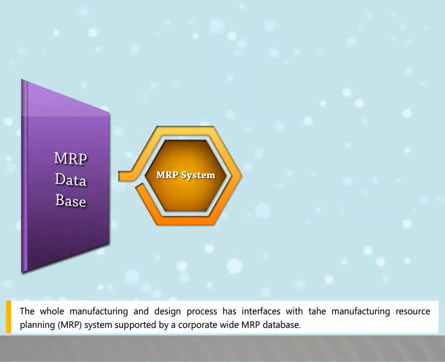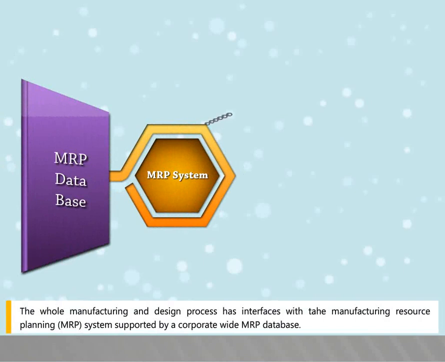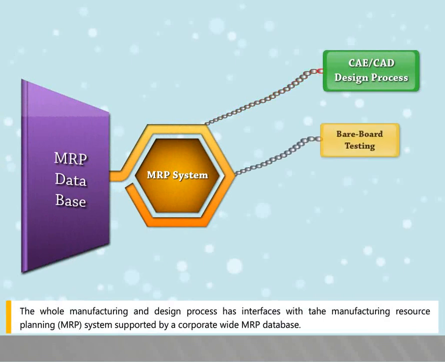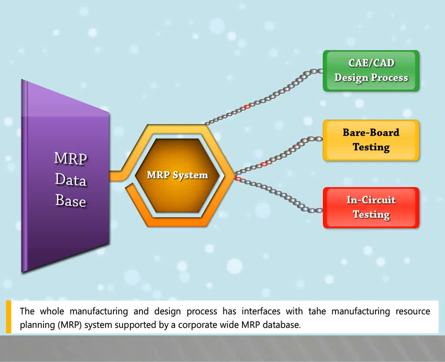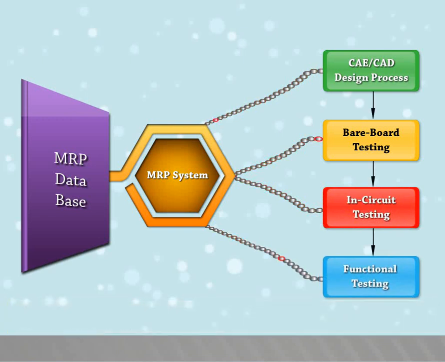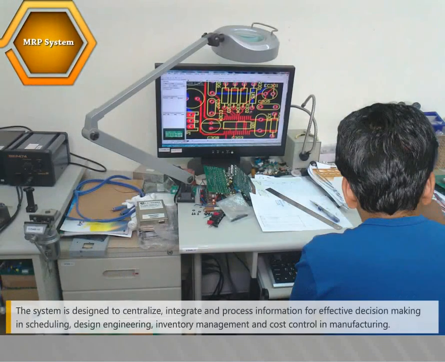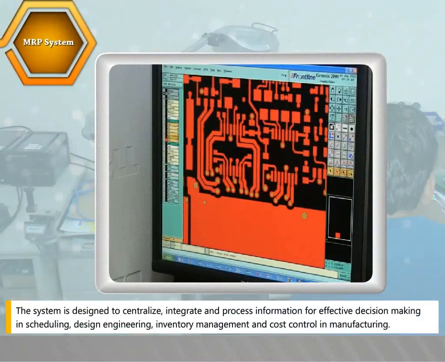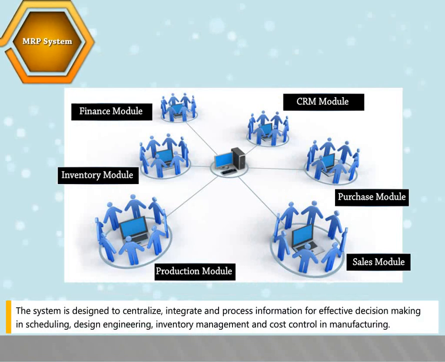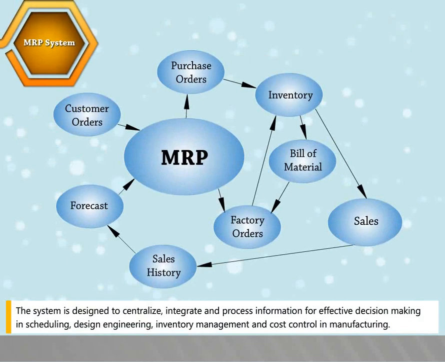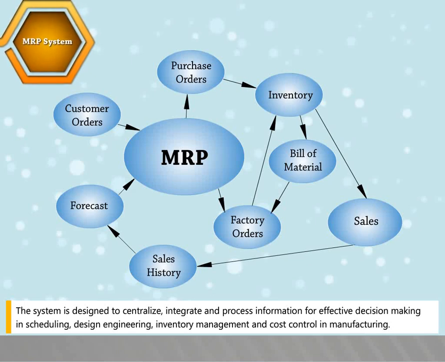The whole manufacturing and design process has interfaces with the manufacturing resource planning, that is MRP system, supported by a corporate-wide MRP database. The system is designed to centralize, integrate, and process information for effective decision making in scheduling, design engineering, inventory management, and cost control in manufacturing.